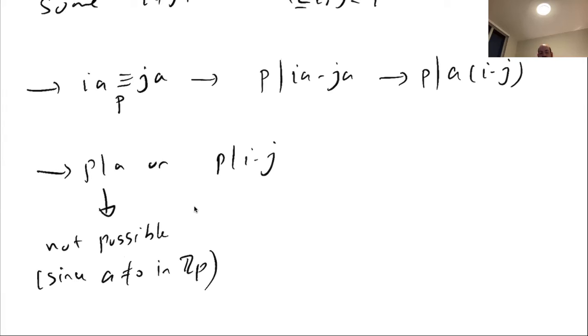P divides a means a equals 0 in Zp, because p divides a means a is a multiple of p, and a multiple of p is equal to 0 in Zp because it is divisible by p and therefore is congruent to 0 mod p. And p divides i minus j is also not possible.